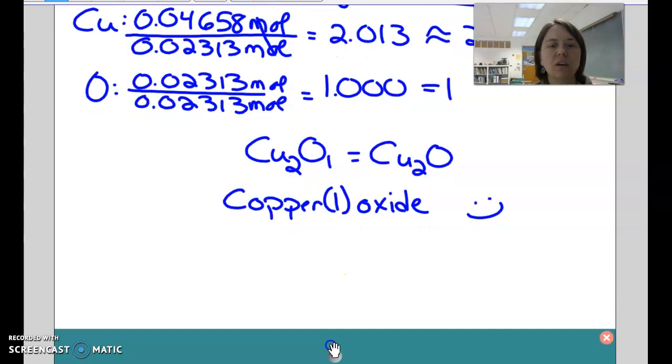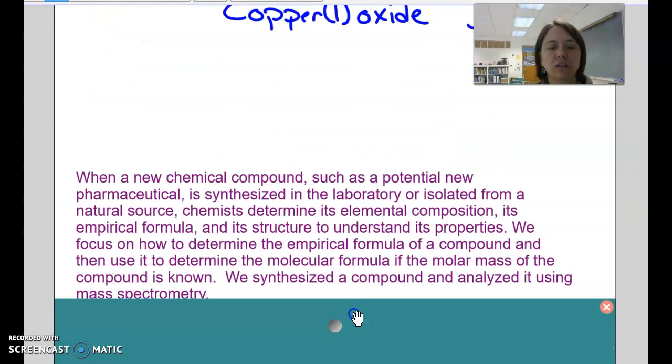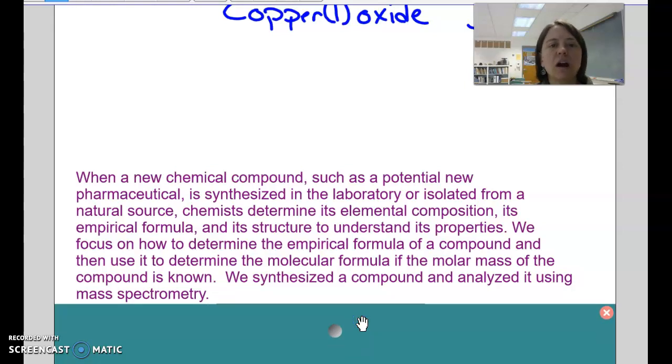Okay, so let's talk about when empirical formulas are helpful. You don't need to write this down. When a new compound, such as a potential new pharmaceutical, is synthesized in a laboratory or isolated from a natural source, because we get a lot of drugs from plants, chemists determine its elemental composition, its empirical formula, and its structure to understand its properties. We focus on how to determine the empirical formula of a compound and then use it to determine the molecular formula if the molar mass of the compound is known.